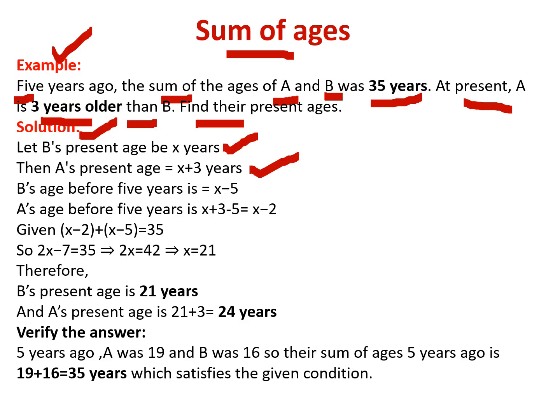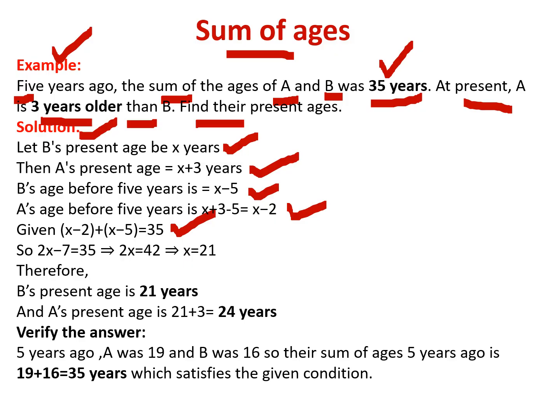Now, notice that the sum of ages is given 5 years ago, not at present. Therefore, we need to find their ages 5 years ago. So, 5 years ago, B's age was x minus 5. Similarly, A's age was x plus 3 minus 5, which is equal to x minus 2. Therefore, the problem tells us that the sum of ages 5 years ago was 35 years. Therefore, we can form the equation x minus 2 plus x minus 5 is equal to 35.